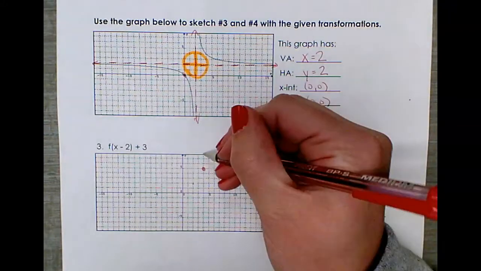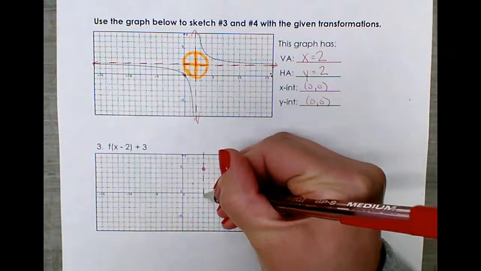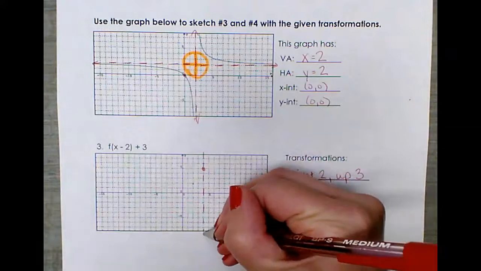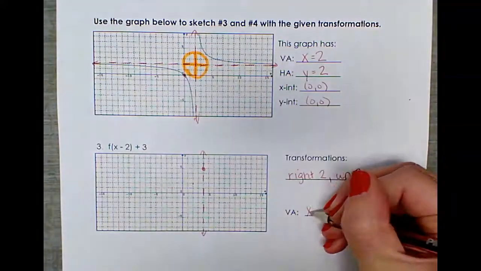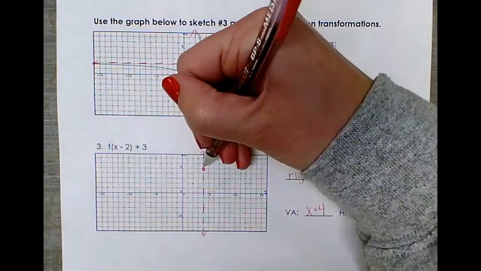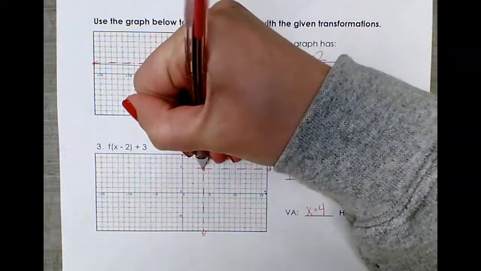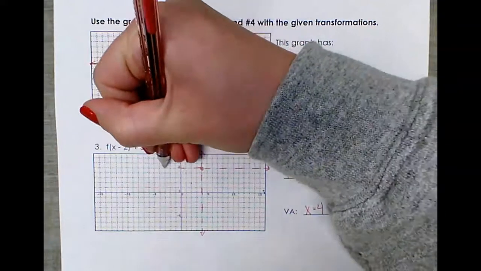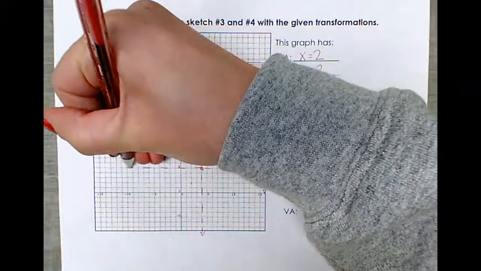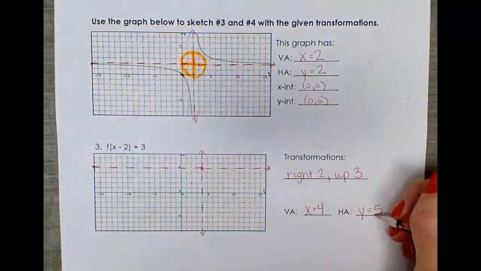So I'm going to draw the asymptotes through there. This vertical asymptote is now going through an x value of 4. And the horizontal asymptote is now going through a y value of, let's see, right there, 5. So y equals 5.